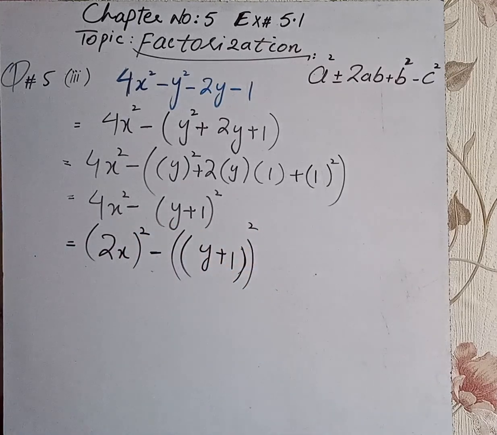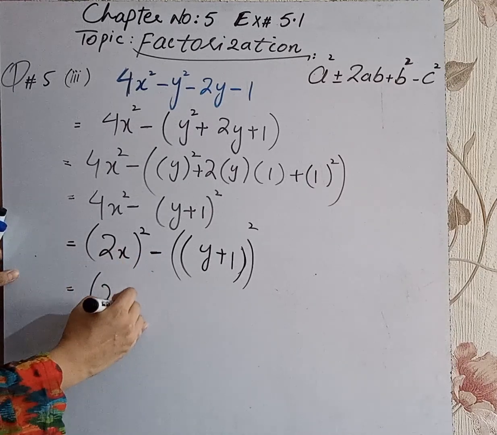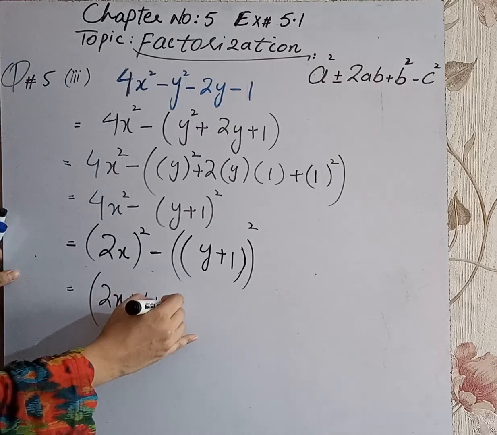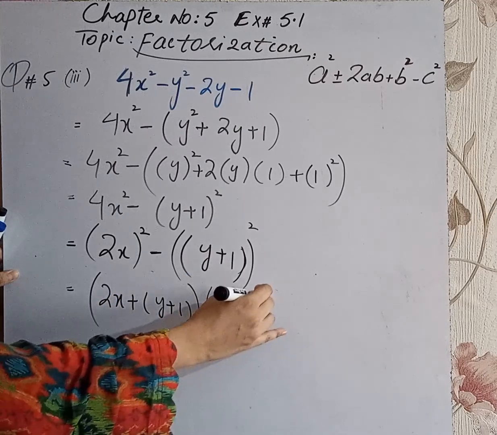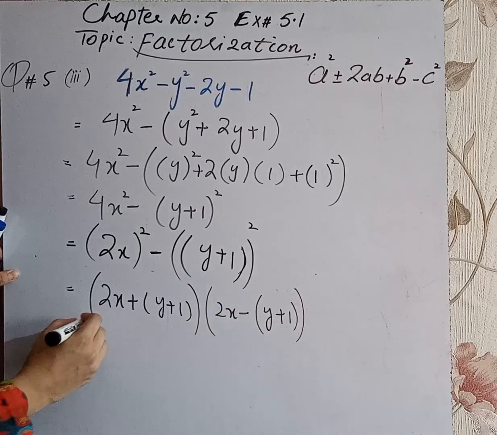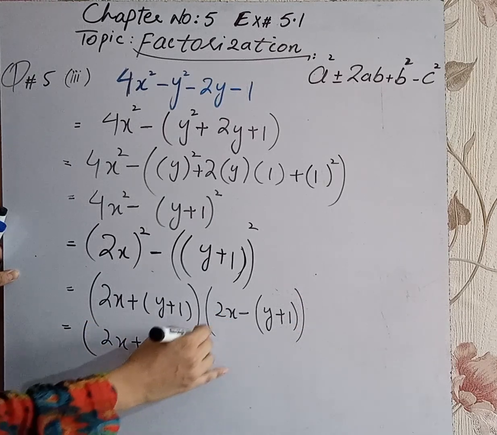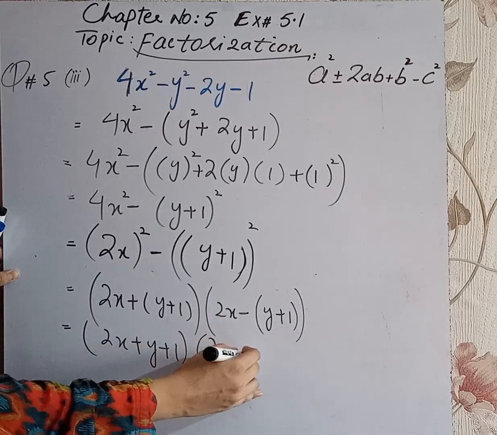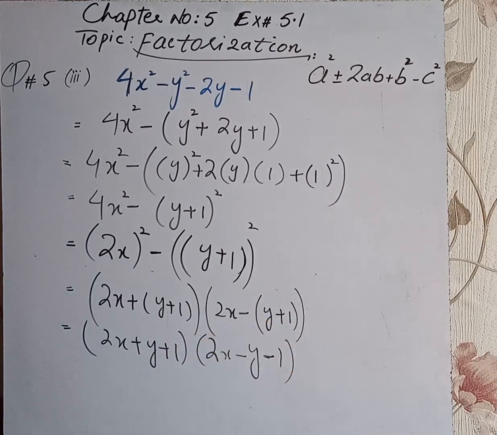A squared minus b squared will be opened as (a plus b) into (a minus b). So a plus b, where a is 2x and b is y plus 1, and a minus b, where a is 2x and b is y plus 1. We open this: 2x plus y plus 1, and 2x minus y minus 1. So these are the factors.